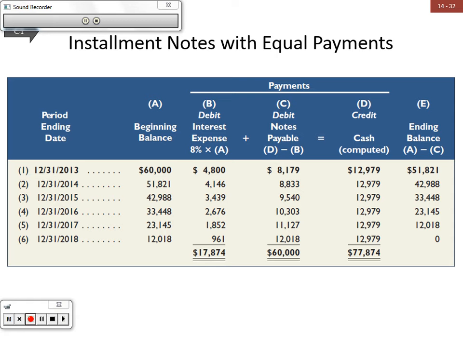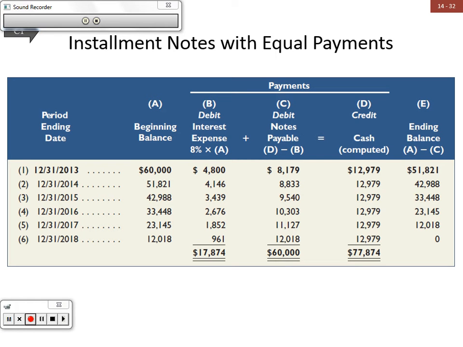$12,979 yearly payment, we had a remaining going towards principal of $8,179. Now, $60,000 minus that payment brings us down to an ending balance of $51,821, which also becomes our new balance for the next year.